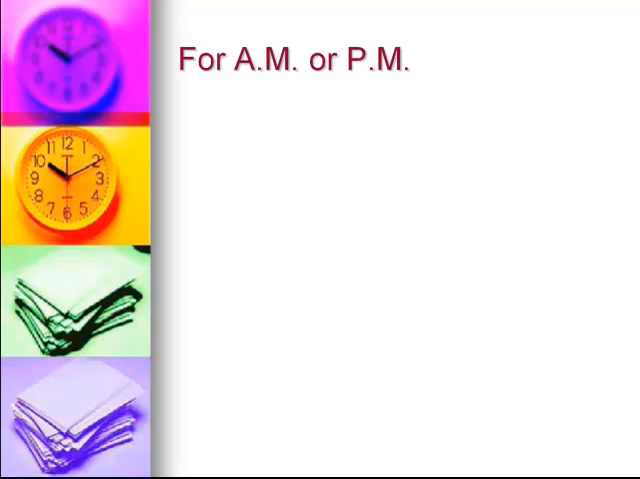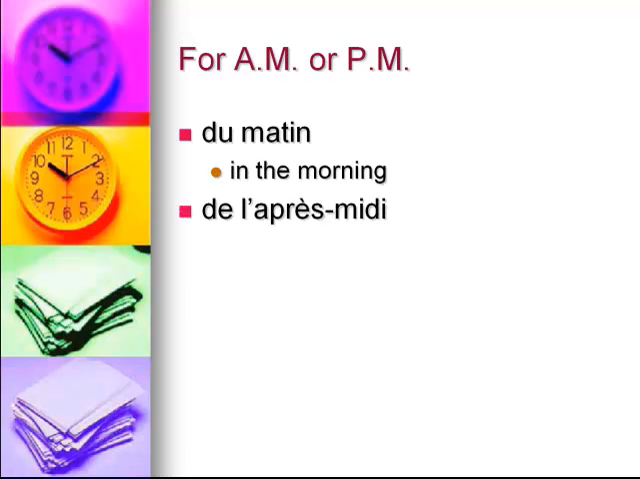Now, the French don't really use AM or PM. That's something that we use in the United States. They prefer military time, so if it's going to be 2 o'clock in the afternoon, they'd actually say 14 heures, where you just add 12 to the 2. But if they're going to specify, they'll use du matin for in the morning, de l'après-midi for in the afternoon, and du soir for in the evening.